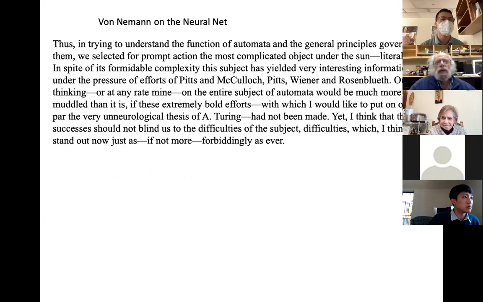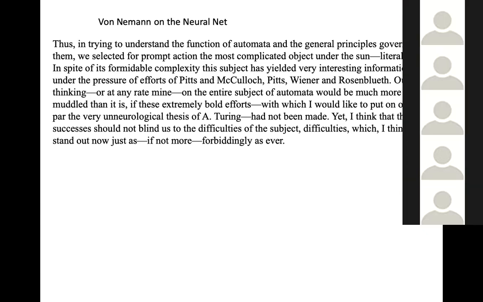In 1946, von Neumann wrote that famous letter that I mentioned earlier. And here's what he said in the beginning. In trying to understand the function of automata and general principles governing them, we selected for prompt action the most complicated object under the sun, the brain, literally. In spite of its formal complexity, this subject has yielded very interesting information under pressure of efforts of Pitts and McCulloch, both of whom I knew. Pitts, Wiener, and Rosenbluth. I did not know Wiener and Rosenbluth.